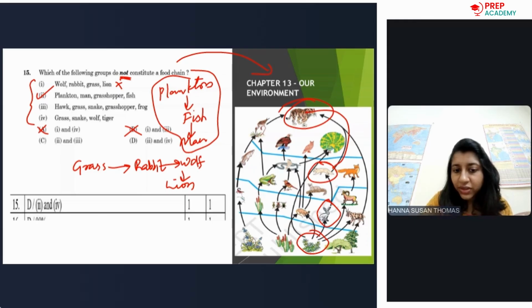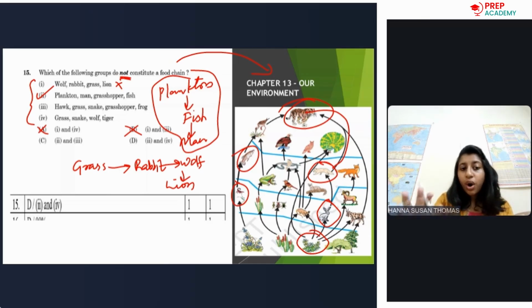Here also you can see plankton, fish. Fish is consumed by birds or any other animals. But here we cannot keep grasshopper anywhere in this particular option. So it does not constitute a food chain.